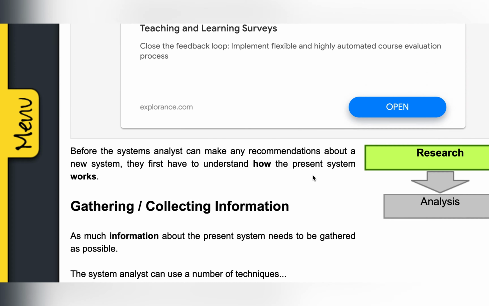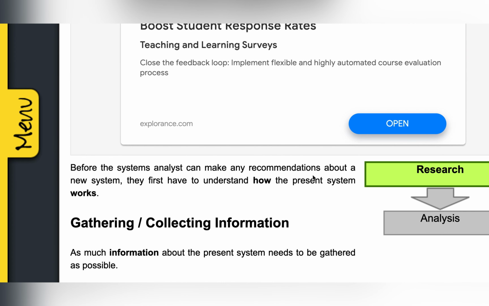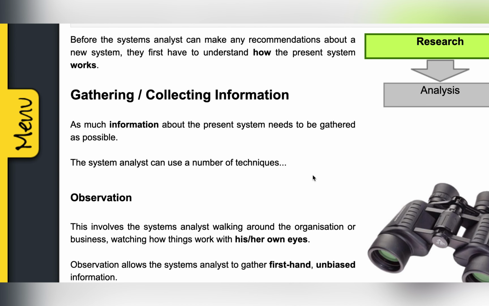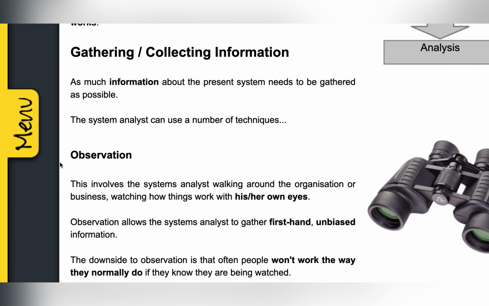There are different ways of collecting information. Research is to collect information before you go to analysis. Now, how do you do that? Gathering and collecting of information. What are the ways you use? You use observation. There are various ways to collect information. One is observation. You observe the whole system: how it's working, what problems it has. You observe the whole system.